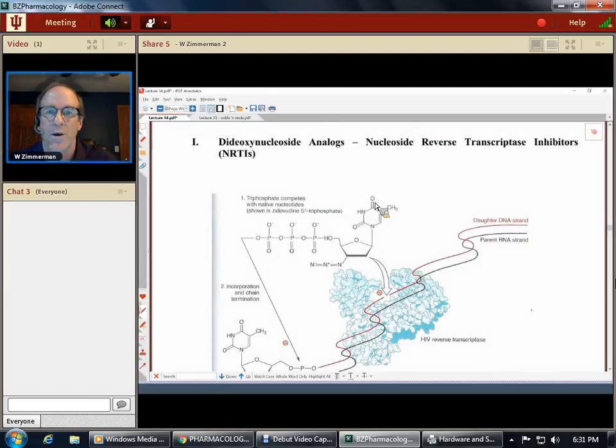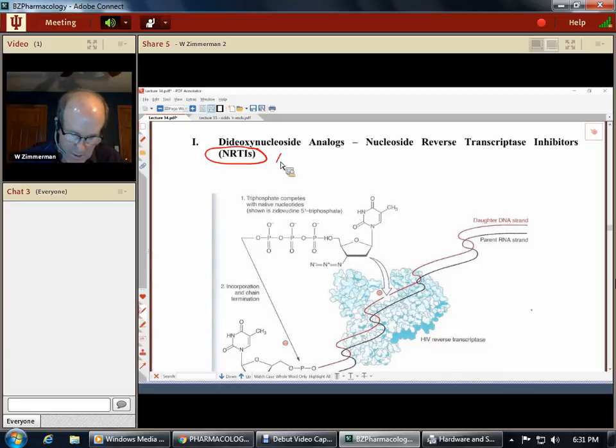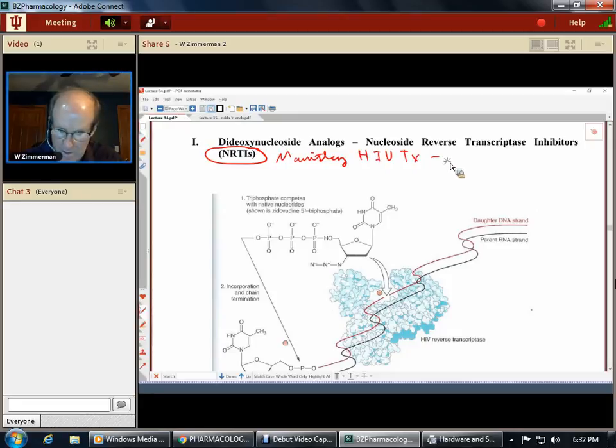So, starting off with the dideoxynucleoside analogs, nucleoside reverse transcriptase inhibitors. People like using that little acronym, NRTIs, because we'll see on the next page there's non-nucleoside reverse transcriptase inhibitors, so those are NNRTIs. But it's this group of drugs that are the mainstay of HIV treatment. And they mimic acyclovir.